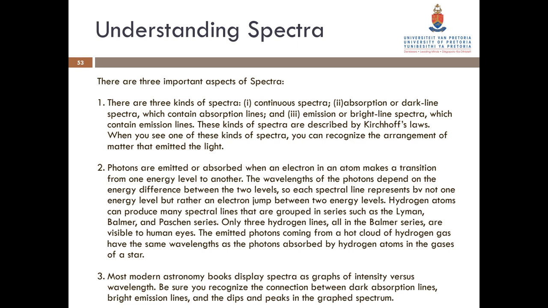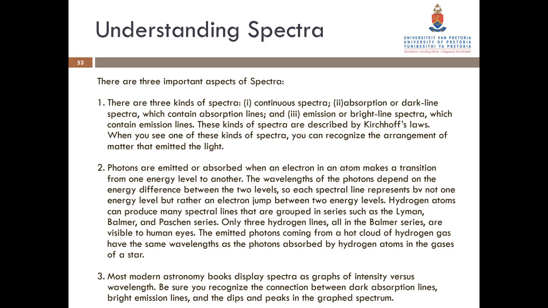And secondly, photons are emitted or absorbed when an electron in an atom makes a transition from one energy level to another. The wavelengths of photons depend on the energy difference between the two levels. So each spectral line represents not one energy level, but rather an electron jump between two energy levels.